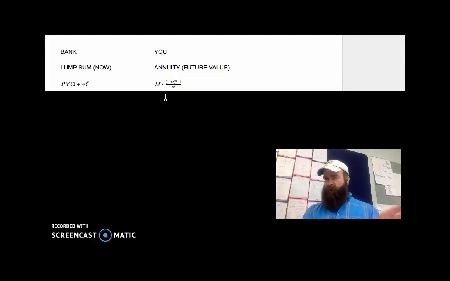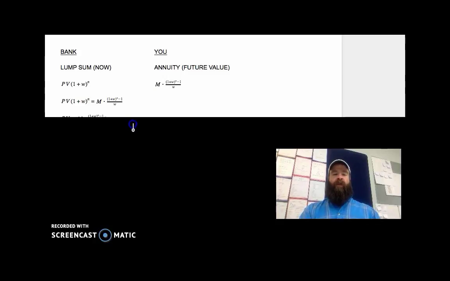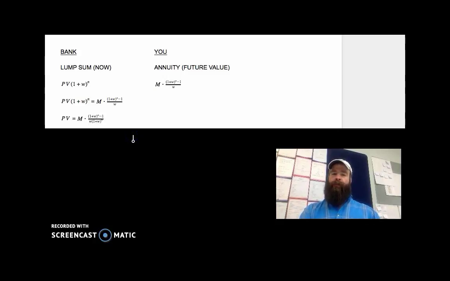Since that lump sum investment and the annuity have to equal each other, we set those two expressions equal to each other. And if we're trying to solve for the present value, then we take this present value here and divide both sides by (1 + W)^N. That would look like this.